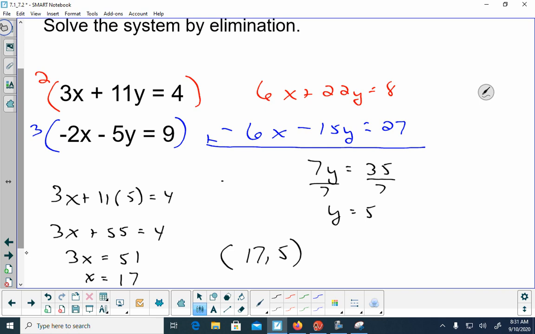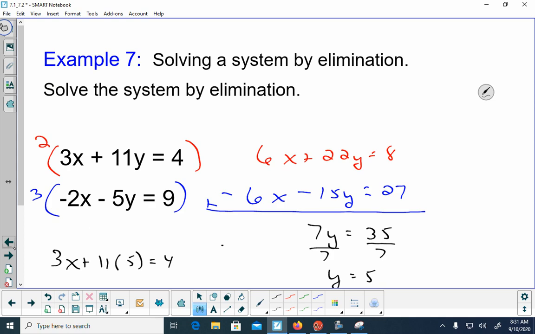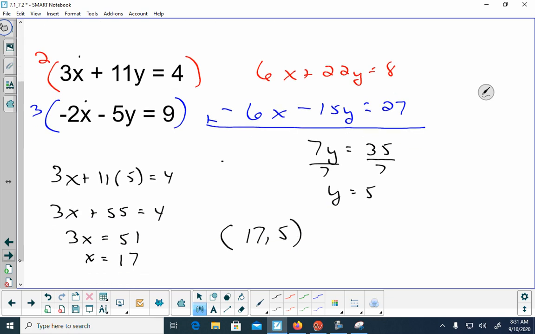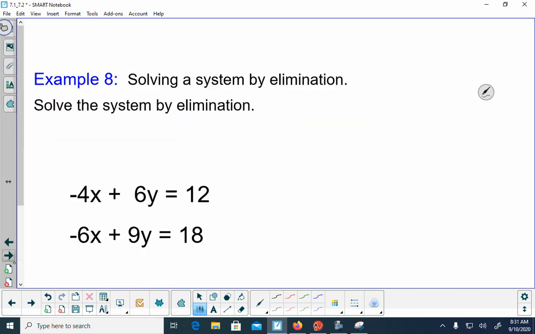That one I had to multiply both equations to get something to eliminate. And I chose to eliminate x. You can choose to eliminate y, and that would have been fine. I would have multiplied this one by 5 and this one by 11. Then when you solved, you would have gotten 17 first, and then you'd substitute back in to find the 5.